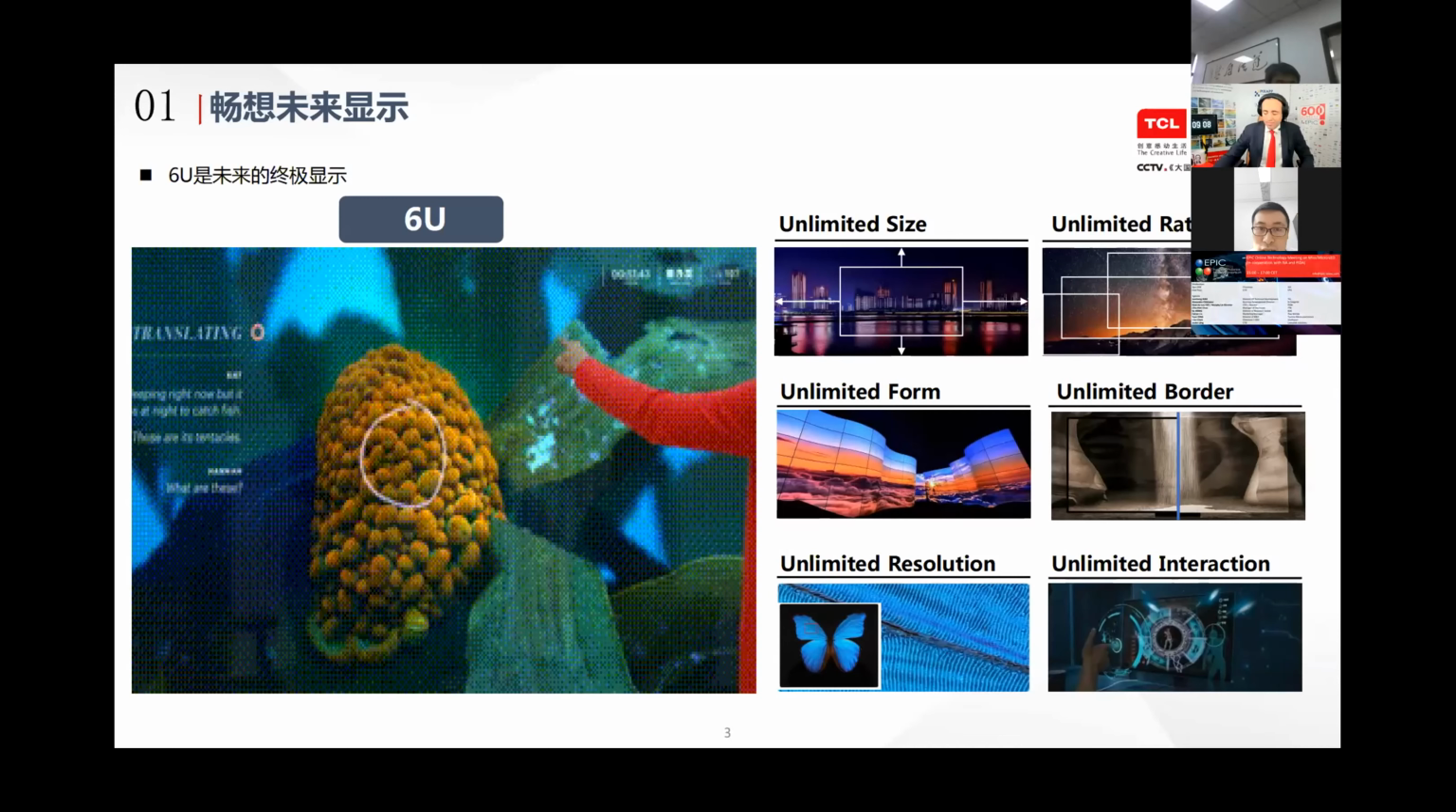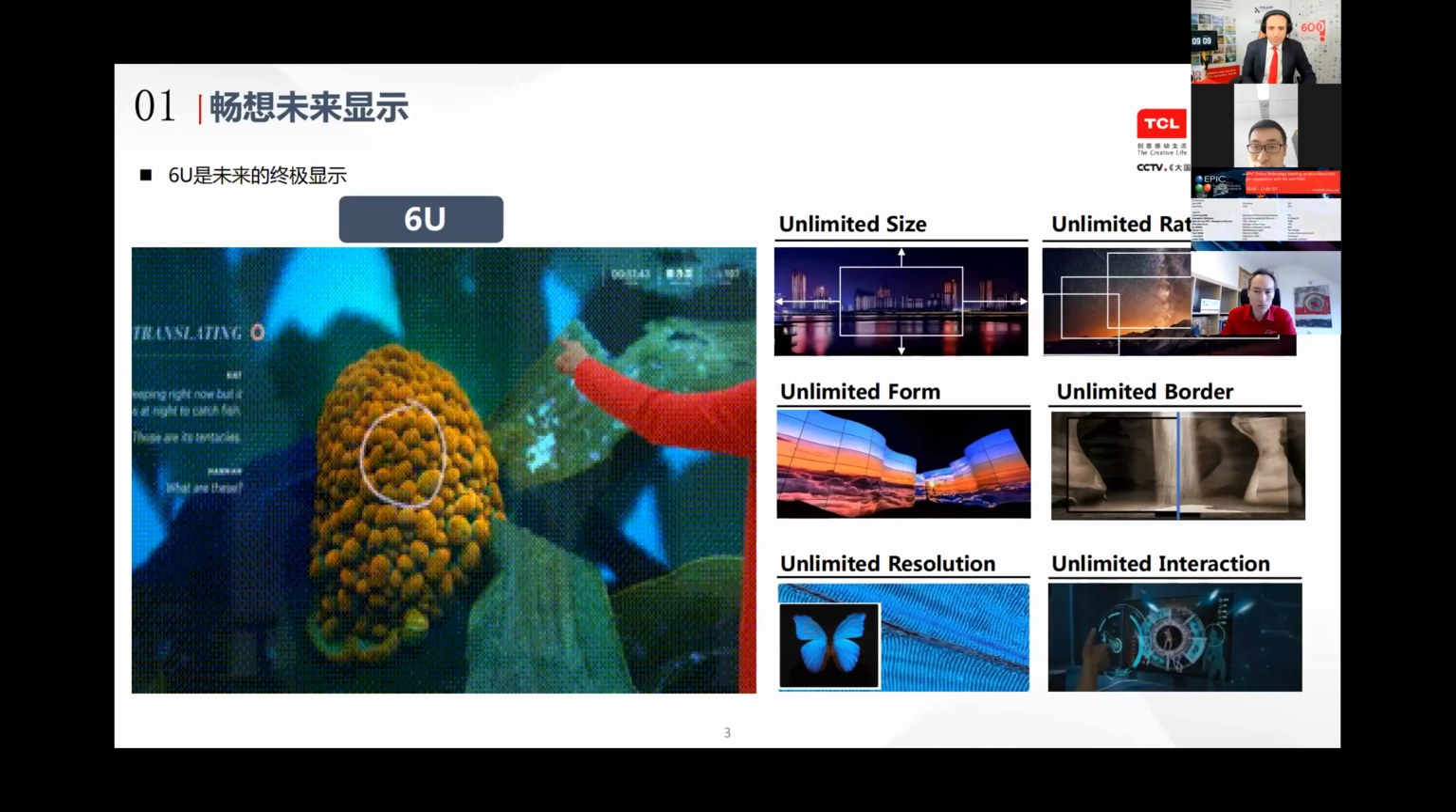From the end customer's point of view, I want to show you what the future display will be like. We define it as 6U in terms of the display. As for the ultimate display, there will be 6 U's. First, unlimited size, then unlimited ratio, and then unlimited form of products. Number 4, unlimited border of products. Number 5, unlimited resolution. And finally, unlimited interaction between people and machines. So we believe that the 6 U's will be the future trend of display, and we will move towards the 6U in the future.